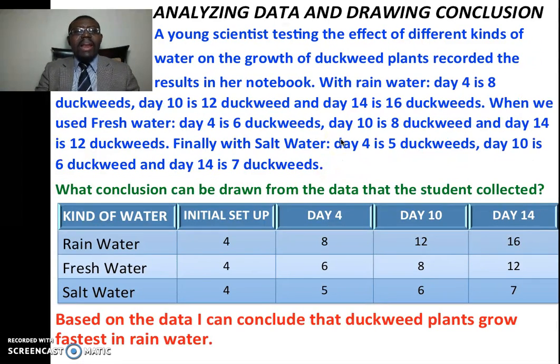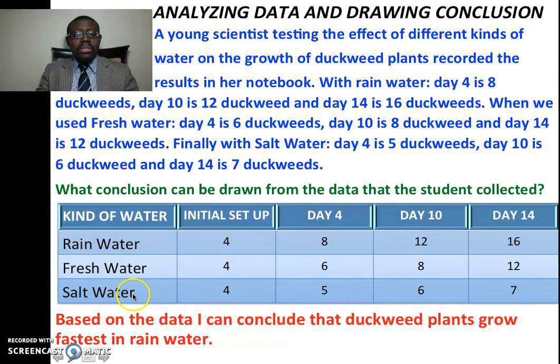Here, let's look at analyzing data and drawing conclusions. It's the same experiment. Then the question is, what conclusion can be drawn from the data that the student collected? So based on the data, what conclusion can we draw? That means looking at the number of dark-wheats for day 4, day 10, and day 14 for rainwater and freshwater.